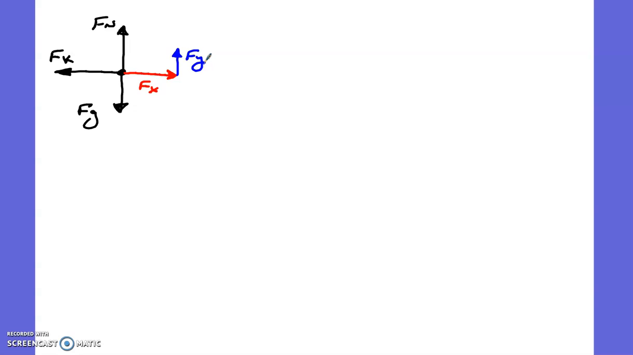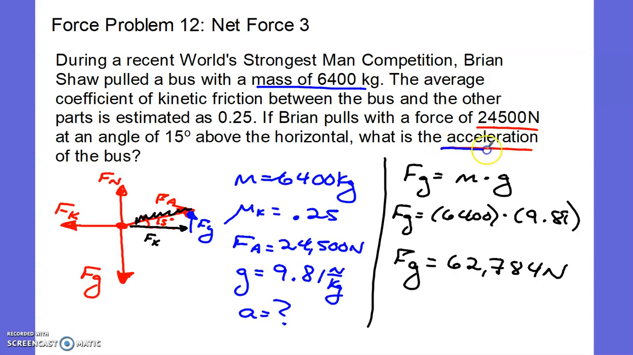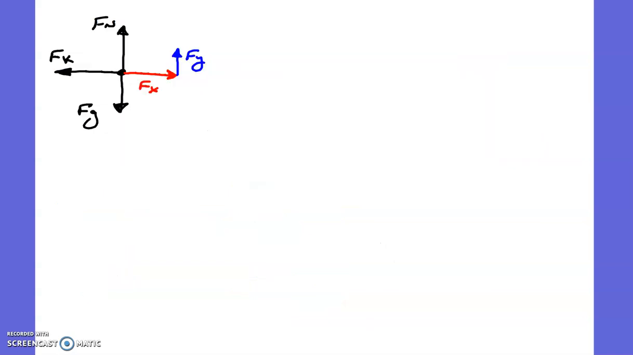Now, because we are not in equilibrium, it says that it accelerates. One of the directions will not cancel out, but one of the directions still cancels out. Again, what's going on here is we have this bus being pulled by Brian Shaw. As such, the bus is not moving up and down at all. So the up and down components still cancel each other out. It is the left and right forces that don't cancel out. But the up and down still cancel out because the bus is not moving off the road.